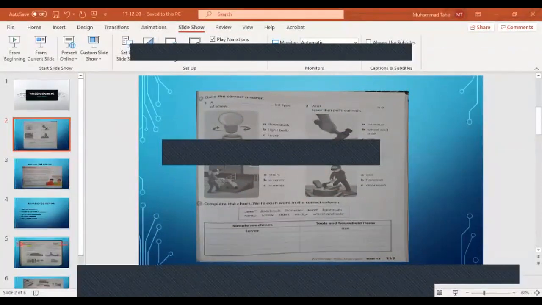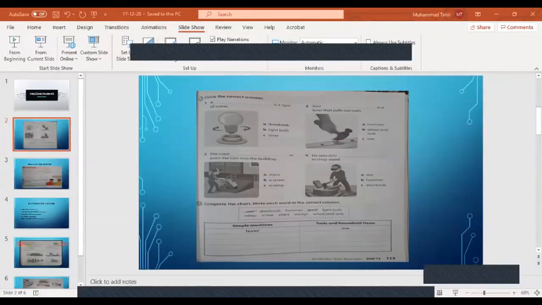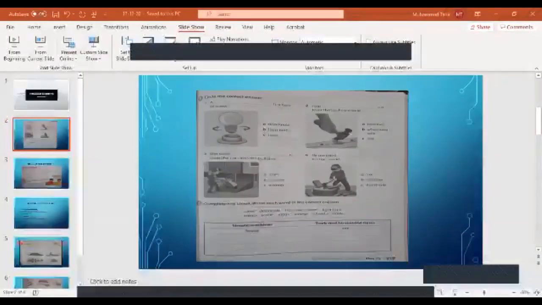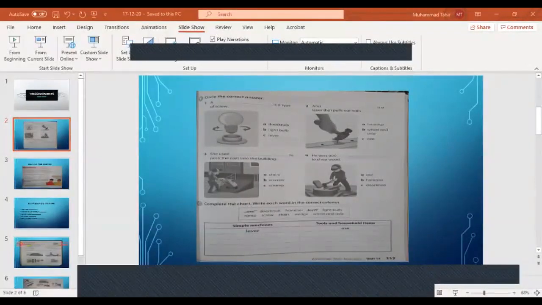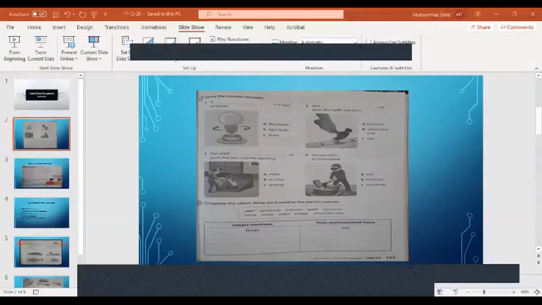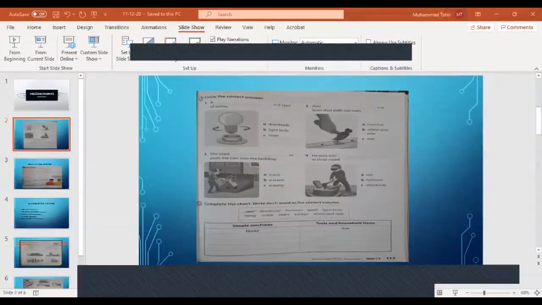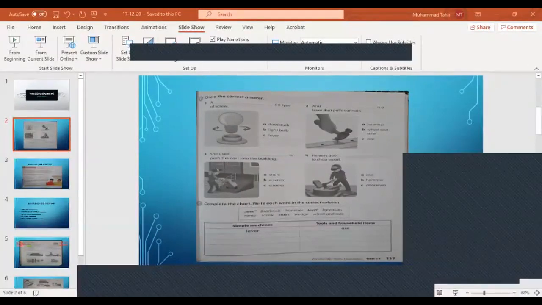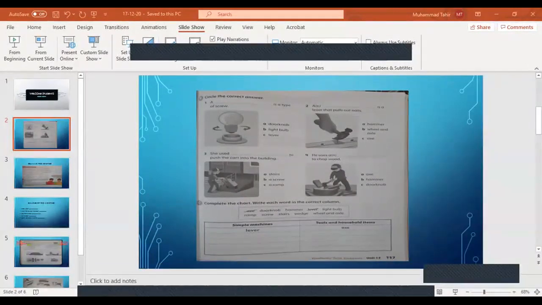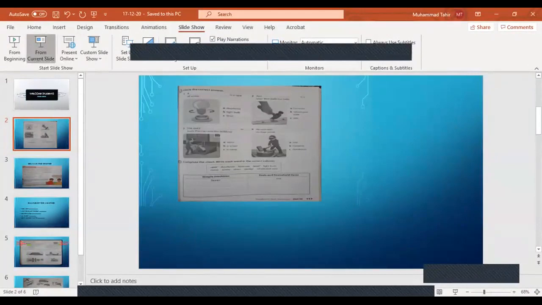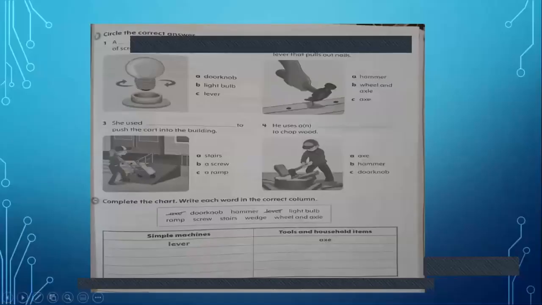Because whenever I ask, when you raise hand, when I ask you what is the problem, you say, ma'am, which is the page number? So page number is 117 of your workbook. All of you come to page number 117 of your workbook. This is the page number.